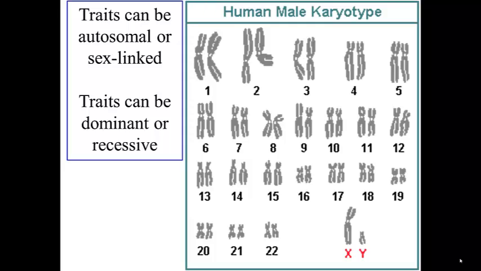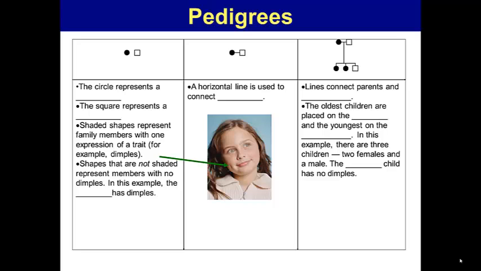Traits can be either autosomal or sex-linked. Traits can either be dominant or recessive, as we've already talked about. So a circle represents a female, a square represents a male. Shaded shapes represent family members with one expression of the trait. For example, dimples. Shapes that are not shaded represent members with no dimples in this example.